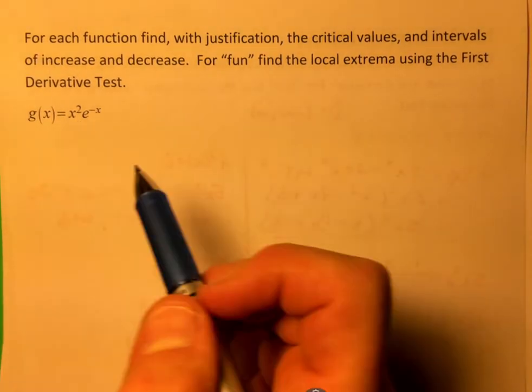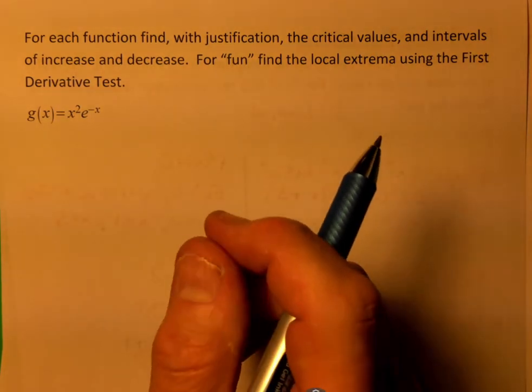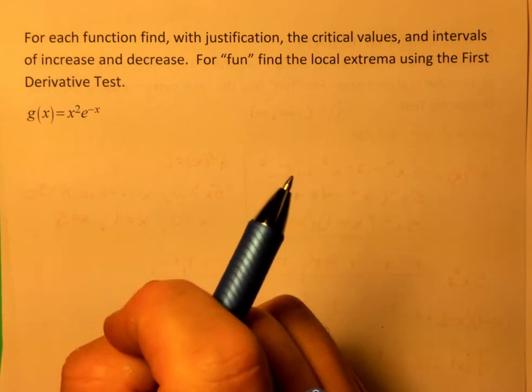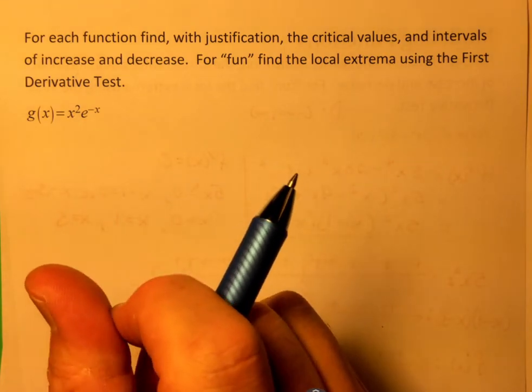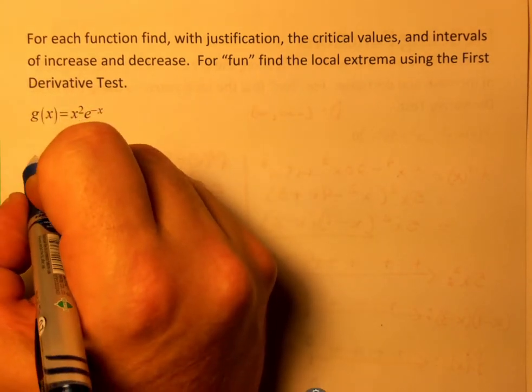So first of all, you need to recognize that g of x is the product of two functions that are continuous for all reals, and therefore it's continuous for all reals. g of x is also the product of two differentiable functions for all reals, and therefore it's differentiable for all reals.